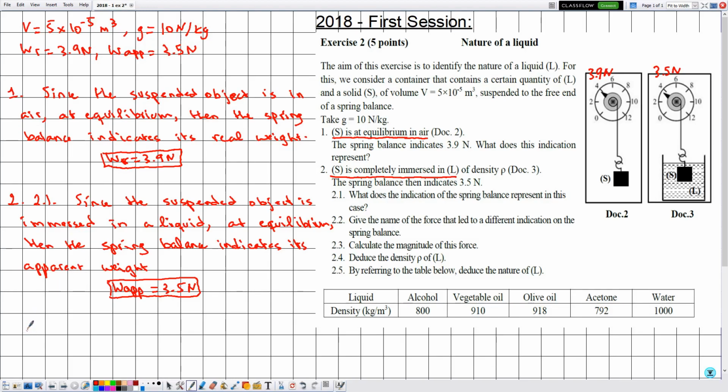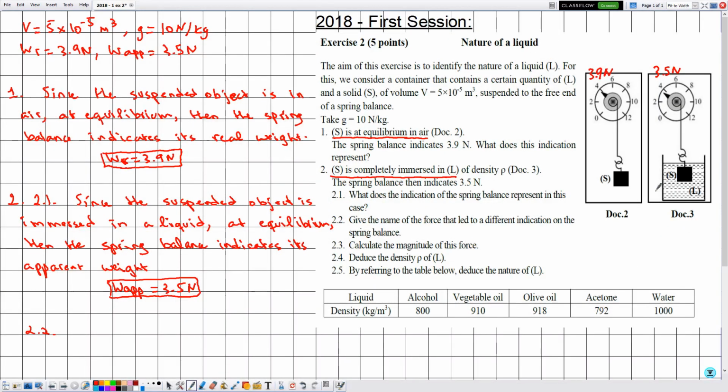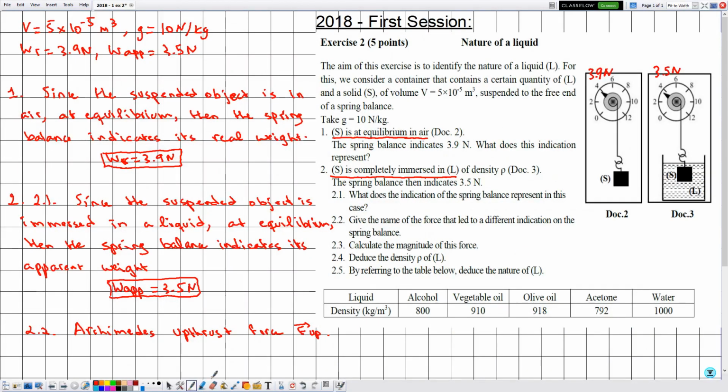Now in 2.2, give the name of the force that led to a different indication on the spring balance. Here, because we have a liquid, the solid S will be directly subjected to Archimedes upthrust force, F upthrust. Then the name of this force is Archimedes upthrust force, which is denoted by F vector upthrust. Now 2.3, calculate the magnitude of this force. Let me make some space.